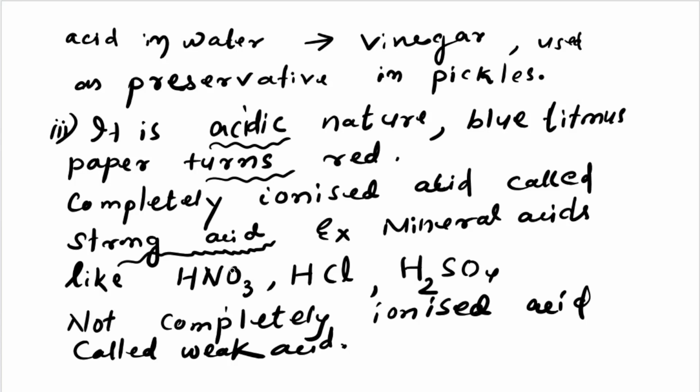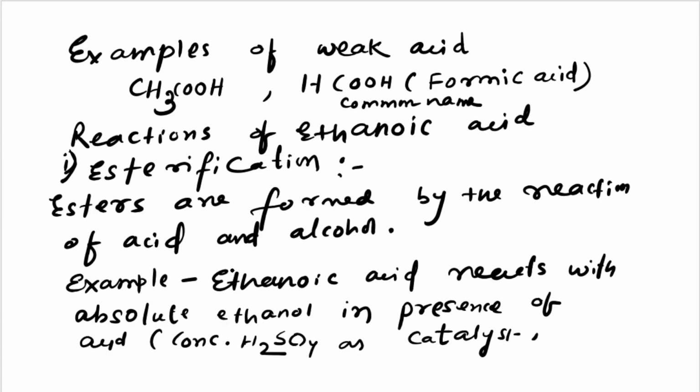And a not completely ionized acid is called weak. 100% completely ionized is called a strong acid, and not completely ionized is called a weak acid. In a weak acid, what are the examples? HCOOH, formic acid, common name.